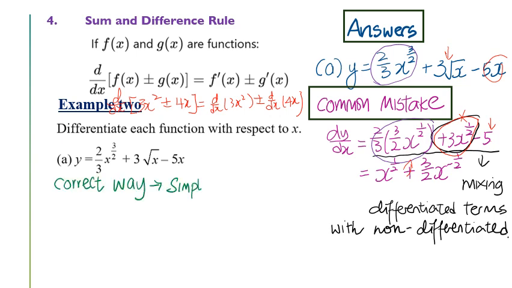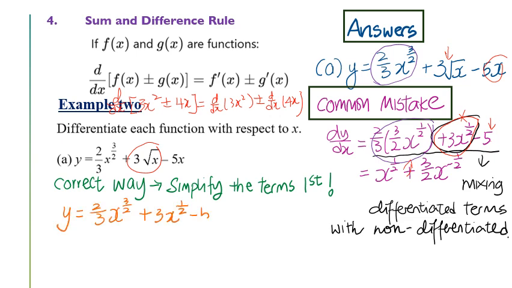The correct way is to simplify all the terms first. So 2/3 x to the power 3 over 2, you don't have to do anything, just leave it alone. However, we need to rewrite this as 3x to the power half. Simplify everything means you express everything as x to the power of something, so you can apply the power law. Remember, the power law is y equals x to the power n. So you must express all as x to the power of something, positive or negative index.